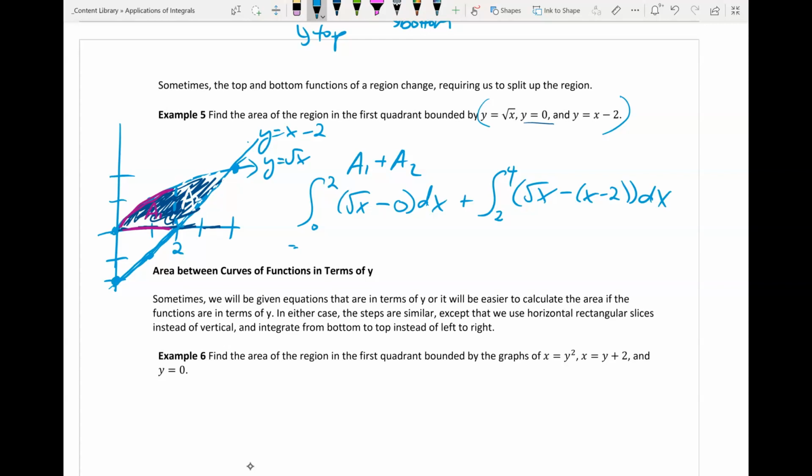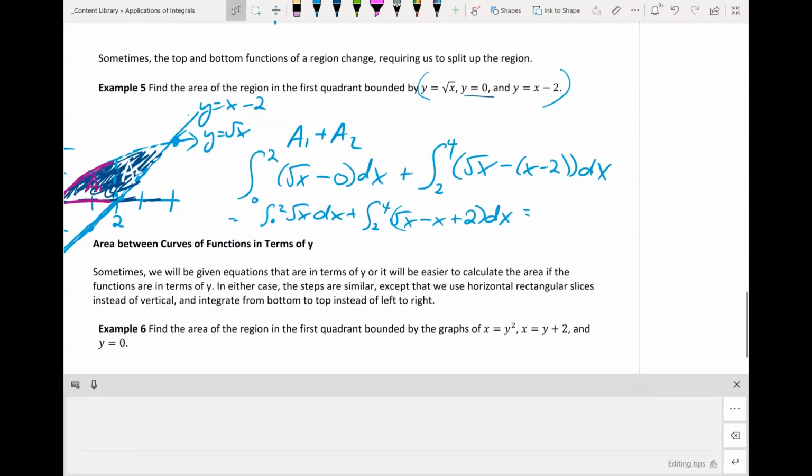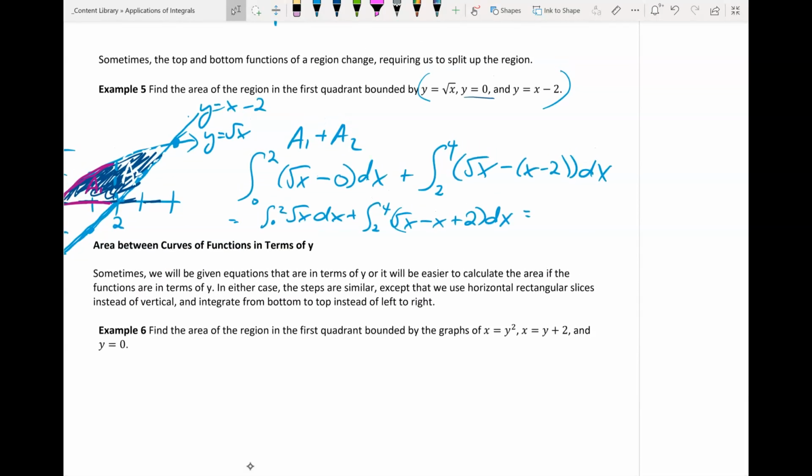Now we're going to simplify this a bit. And then we're going to go ahead and integrate each. So once you do that, your final answer will be 10 over 3.